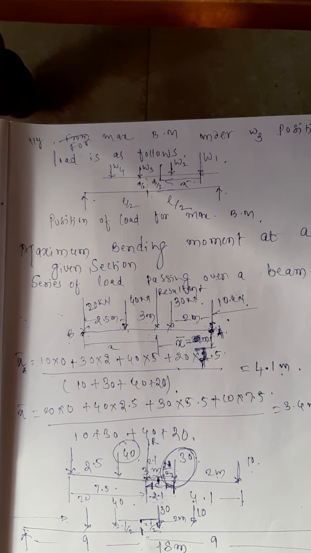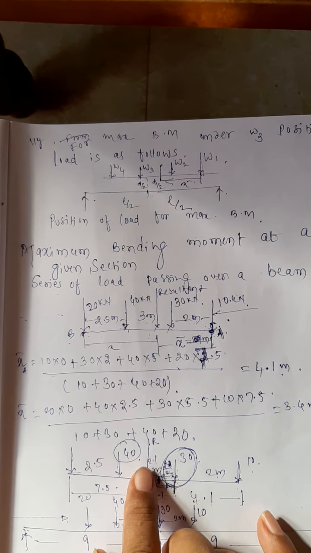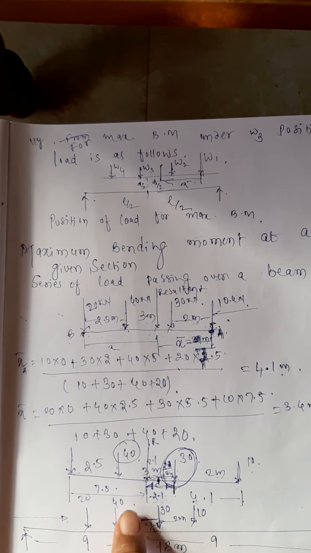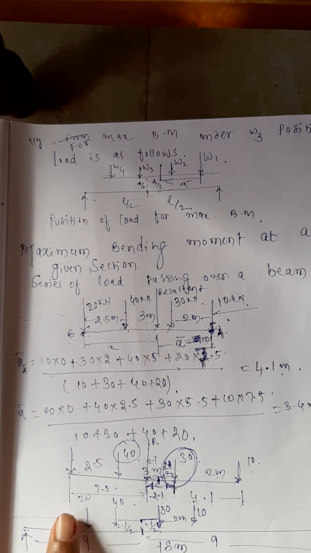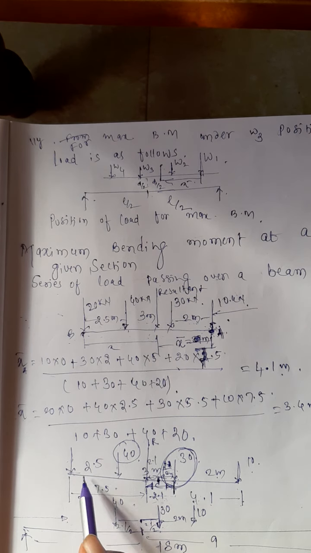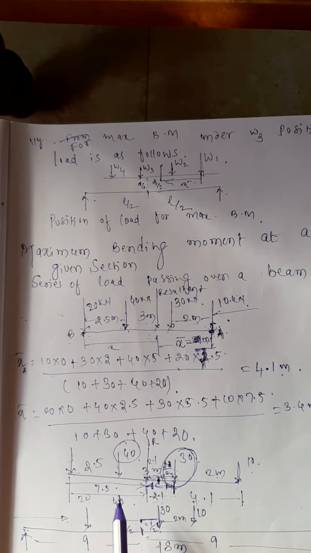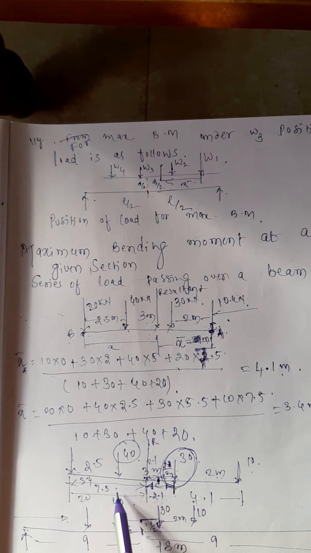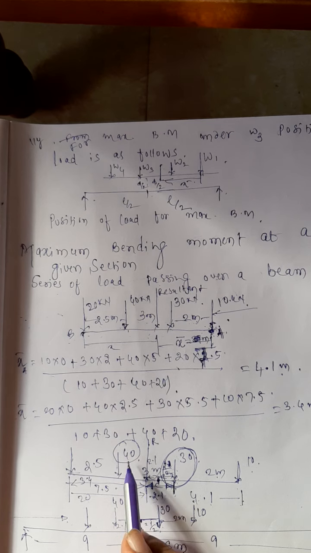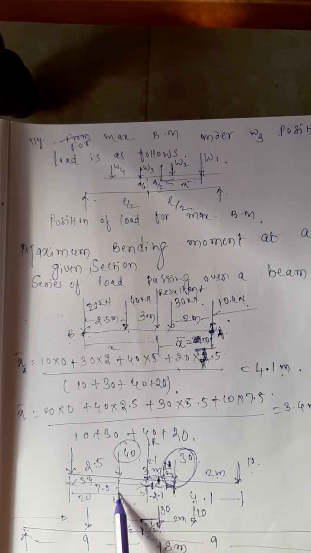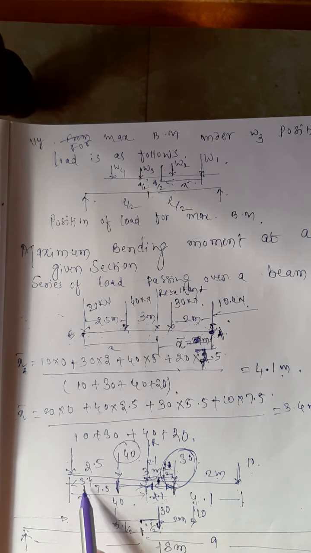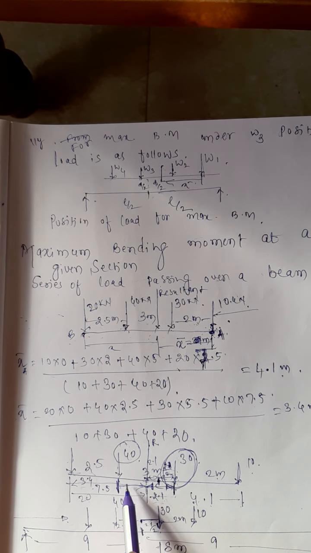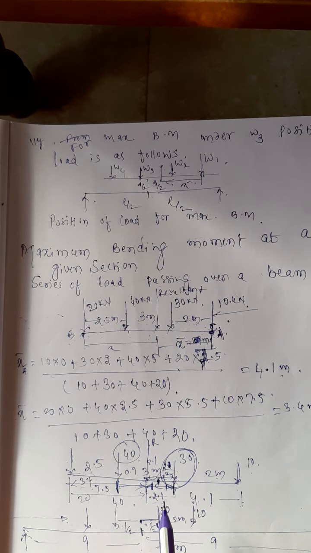What he says is, you calculate the center of these loads, the resultant of the loads. I got it at a distance equal to 3.4 meter. This distance is 3.4. Now you calculate the distance between the load and the resultant. This is 2.5 and this is 3.4. Means this gap is equal to 0.9.